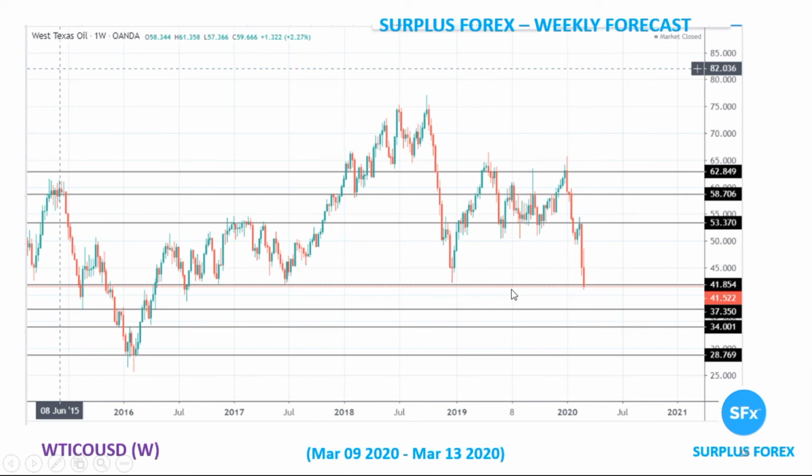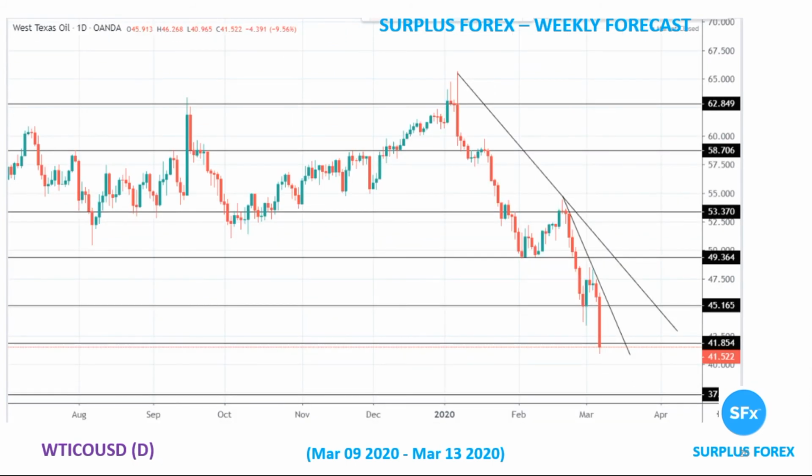So I think it's time for its correction as well. It should go north from here. On a daily time frame, I have marked accordingly. As of now, it's sitting at 41.52.